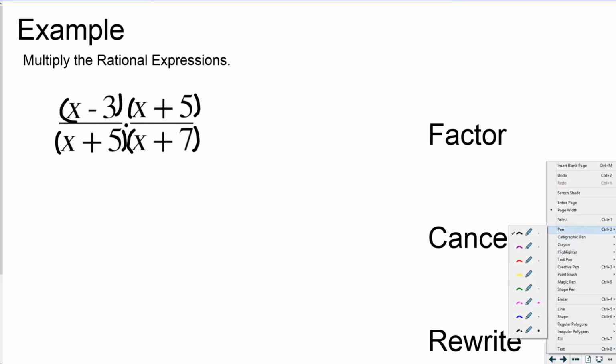So let's do another. My words here got a little, I'm going to drag them up. So this one's nice and simple. On the top, I have x plus 5 and x plus 5, and then x minus 3 and x plus 7. There's nothing to rewrite or nothing to factor here. They're all factored already, so I can kind of skip this one.